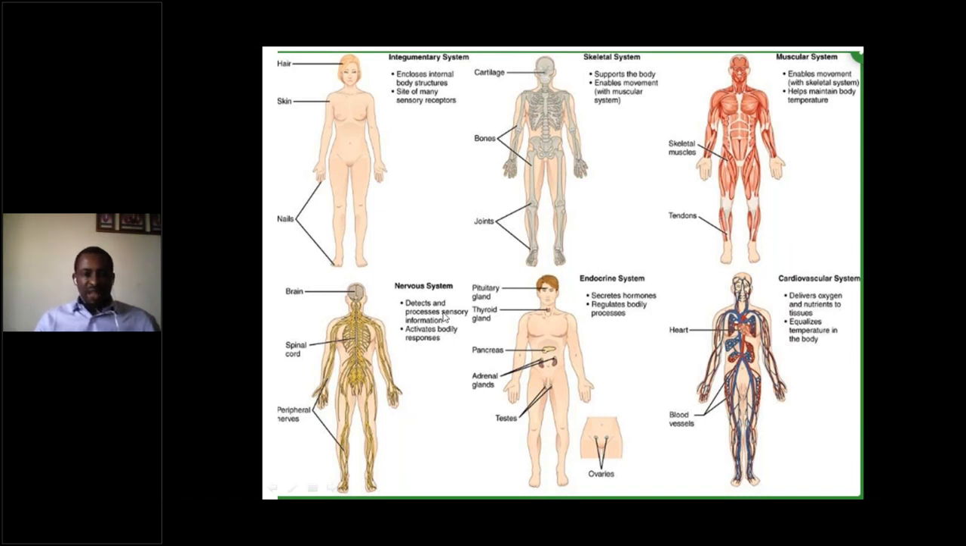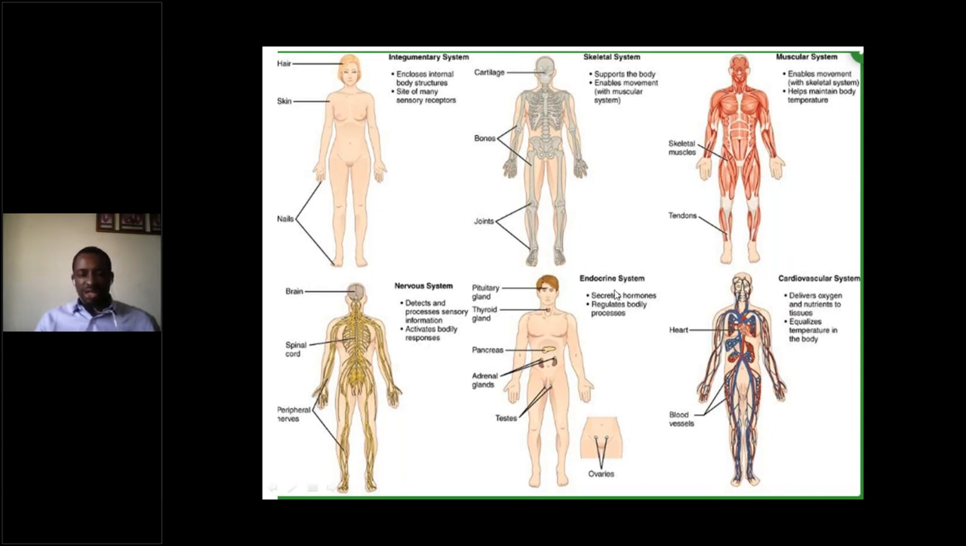So you have the nervous system. This one detects and processes sensory information, and it activates body responses. Under the nervous system, you have the brain, the spinal cord, and the peripheral nerves. So you have the central nervous system, and you have the peripheral nervous system. The brain and the spinal cord make up the central nervous system, and then the peripheral nerves help in coordinating activities of the peripheral nervous system.